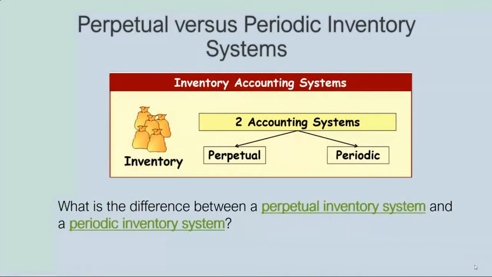Okay, then another thing we need to touch on is in Learning Unit 2, they touch on the fact that there's 2 different inventory systems. The one is the perpetual inventory system and the other one is the periodic inventory system. Now, can you guys tell me what is the difference between these 2 systems?